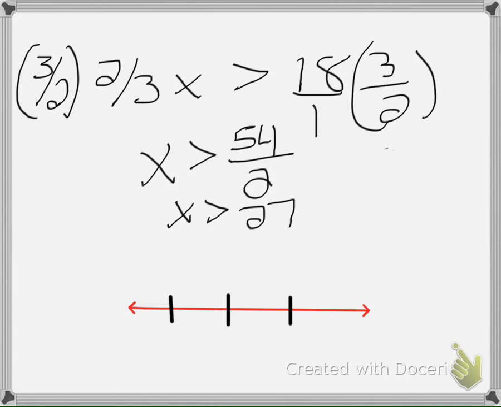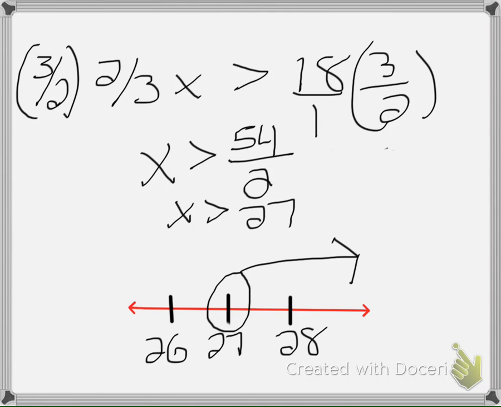All right, so we have 27 right here, and then we have one more, 28, and one less, 26, and these are the numbers that are greater than 27. I don't fill in my circle because there's no equal to line under there.